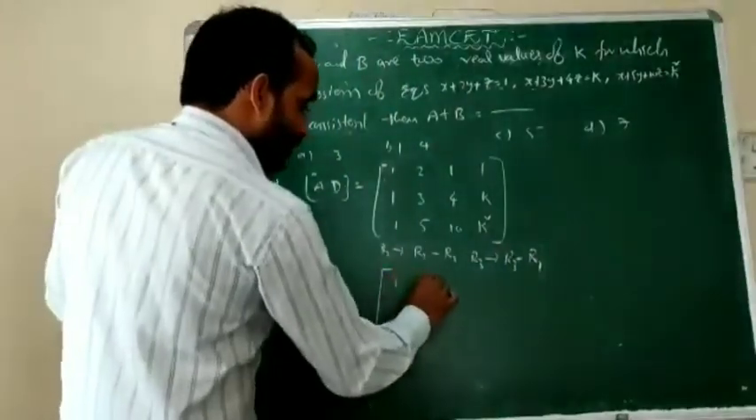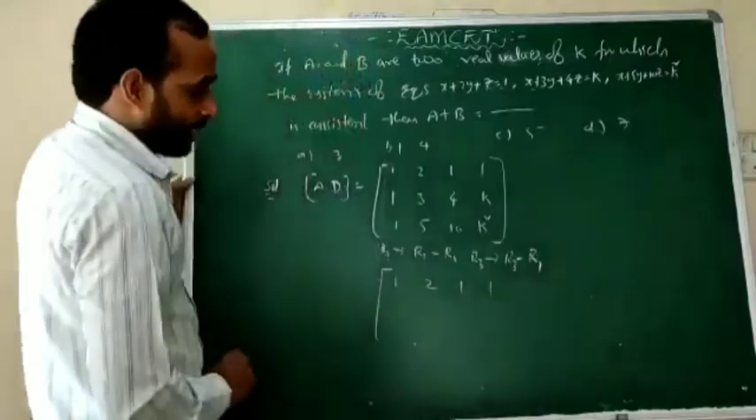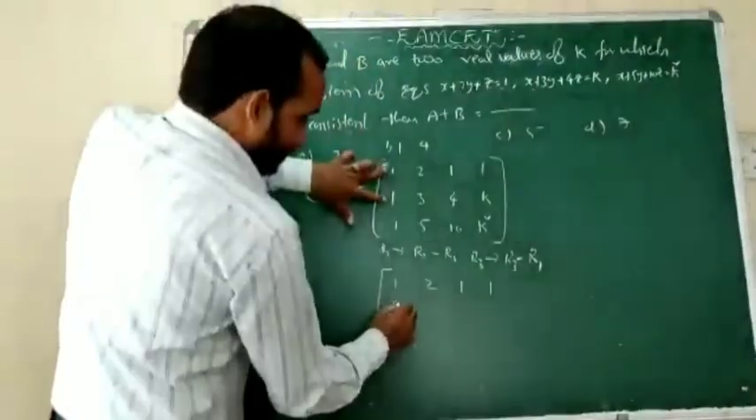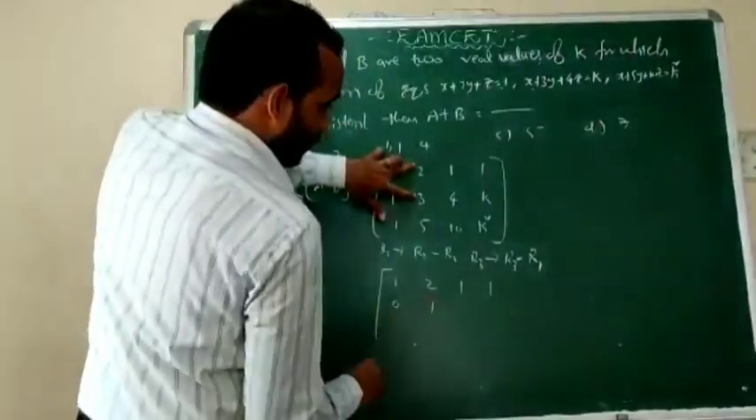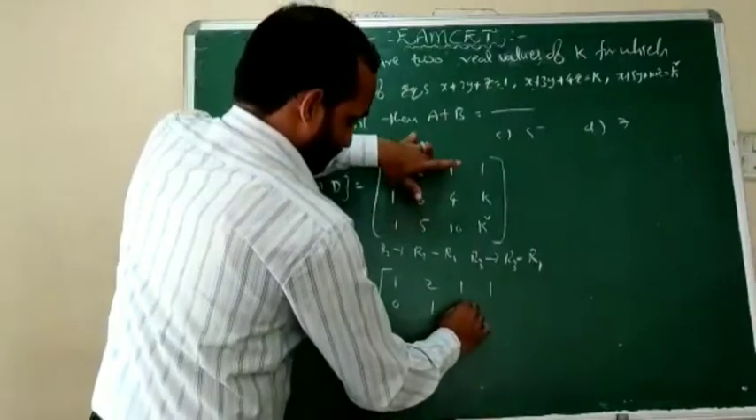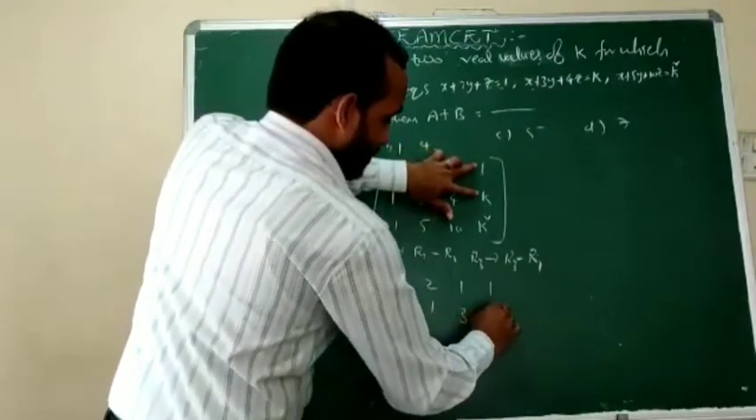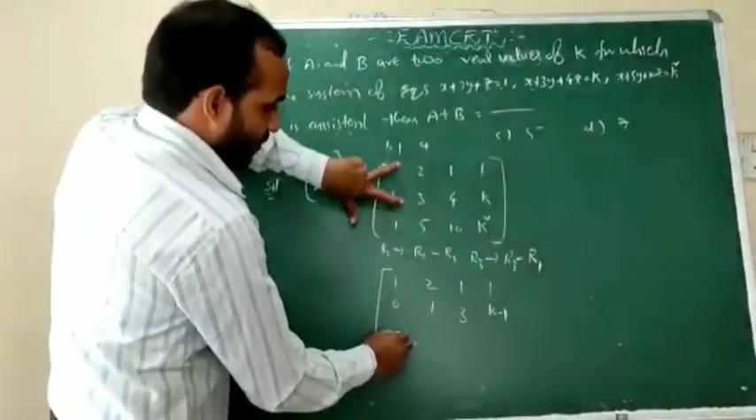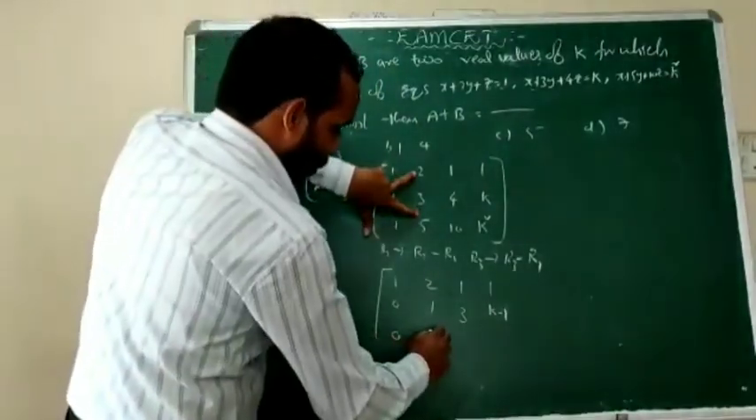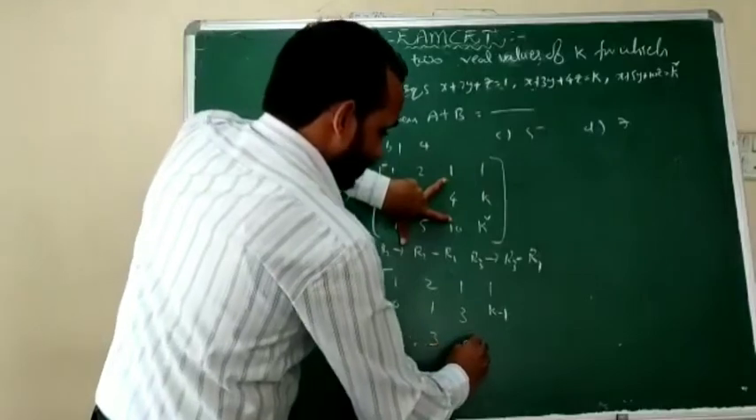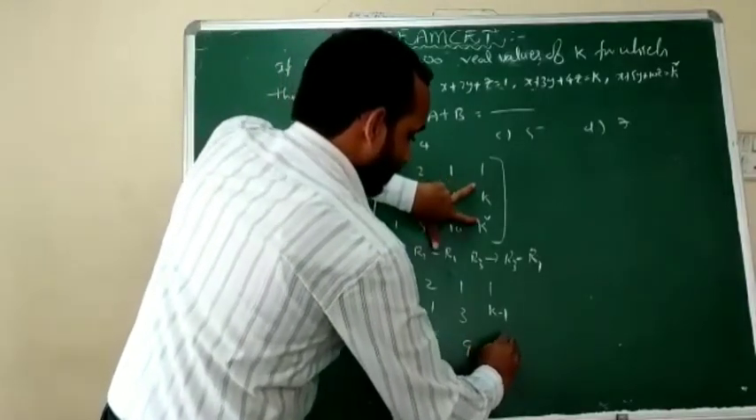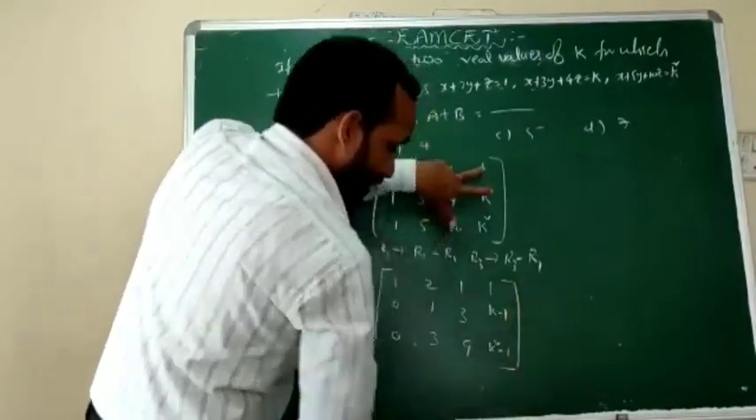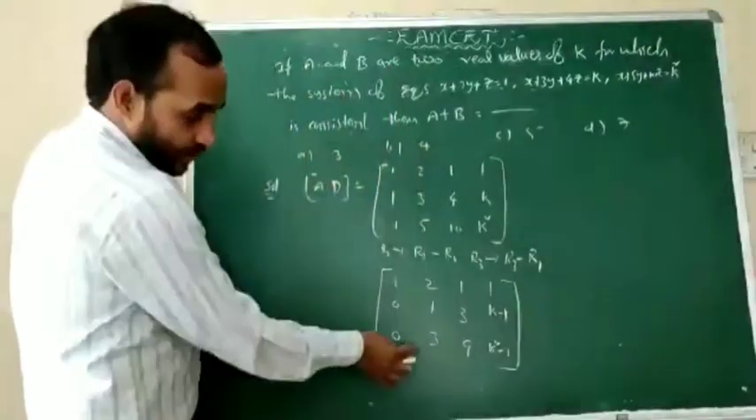Here it is as it is: 1, 2, 1, 1. Next, 1 minus 1, 0. 3 minus 2, 1. 4 minus 1, 3. Here is k minus 1. Next, 1 minus 1, 0. 5 minus 2, 3. 10 minus 1, 9. Here is k square minus 1. Isn't it? Next, here is 0.